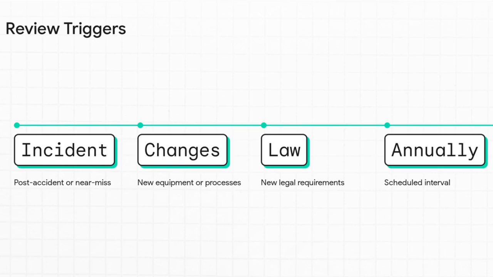Section 9 outlines exactly when to review the assessment. A risk assessment is a living, breathing document. You absolutely have to review it post-accident or near miss, or if you bring in new equipment or make significant process changes. You also review it when new legislation drops, or at the bare minimum at a scheduled interval, usually annually. These specific triggers force a facility to constantly reevaluate its safety game.